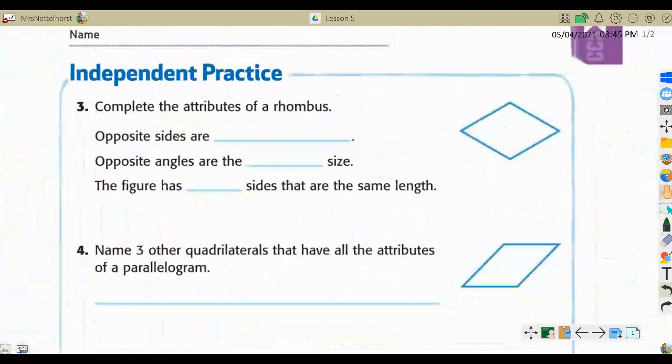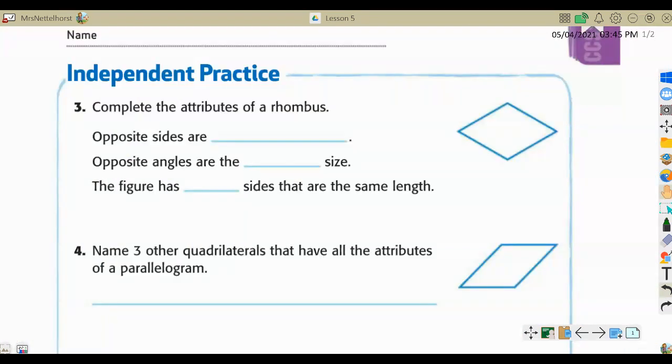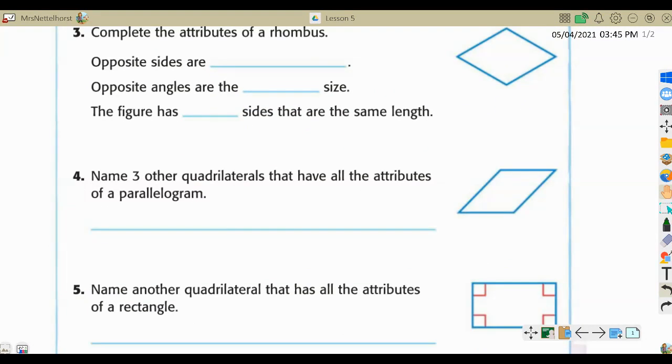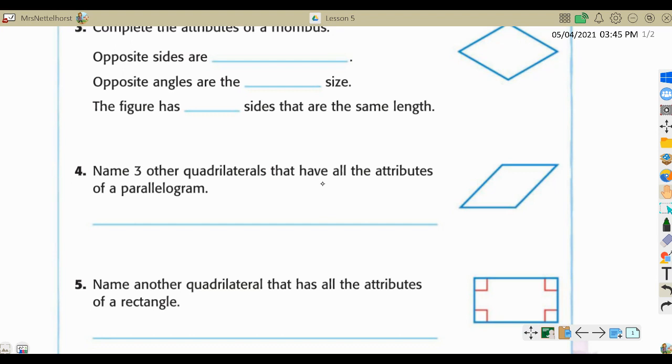Okay, complete the attributes of a rhombus. You're going to need to use your chart to write in the answers that are missing. Every blank is a point. Now, number 4 says, name 3 other quadrilaterals that have all the attributes of a parallelogram. So you're going to write the names of those 3 quadrilaterals that are parallelograms. So look at the bottom of your chart. Please spell them correctly. This one's worth 3 points.